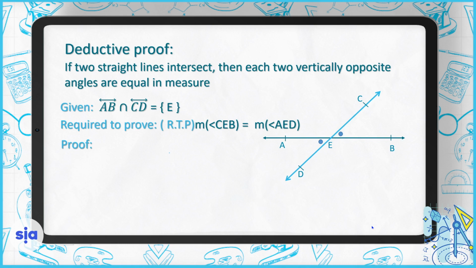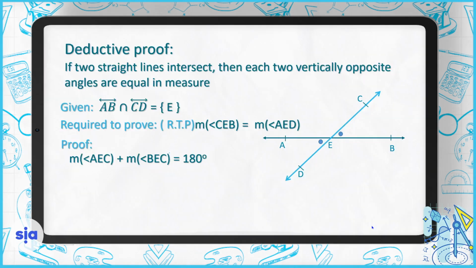What the question requires me to prove is that the measure of angle CEB is equal to the measure of angle AED. Let's check how we are going to prove this. First of all, the measure of angle AEC plus the measure of angle BEC is equal to 180 as a straight angle. And the measure of angle AEC plus the measure of angle AED is also 180 degrees.